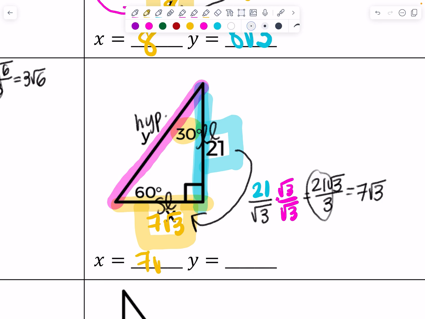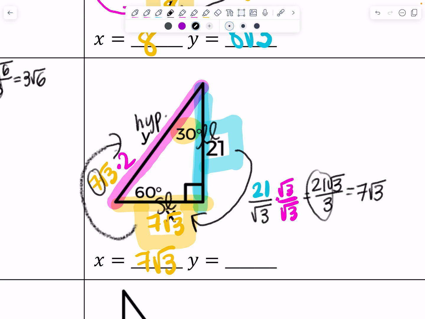If x is 7 root 3, why does that help me find y? Well, y is my hypotenuse. So to go from my short leg to my hypotenuse, I'm going to double the yellow piece. So what is the current yellow piece? Even though it doesn't look very pretty, it's 7 root 3. I'm going to multiply that by 2. And so that is going to be 7 wholes times 2 wholes, which is going to be 14 root 3. It's kind of messy looking, but that is 14 root 3 for this value right here.